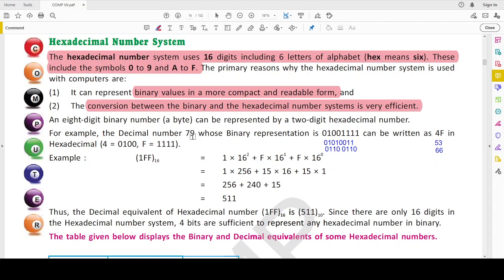So you will see how to convert the decimal 79 to binary. How did you get this? Now you learn how to convert this representation to a hexadecimal representation. That is how 01001111 is equal to 4F.